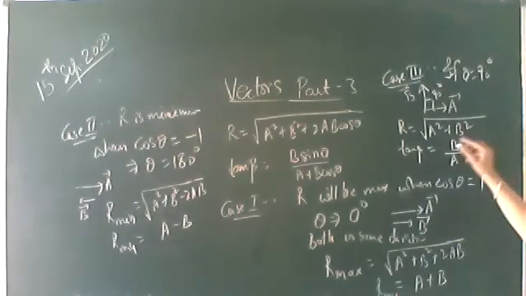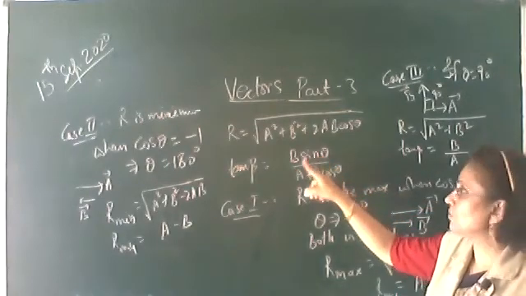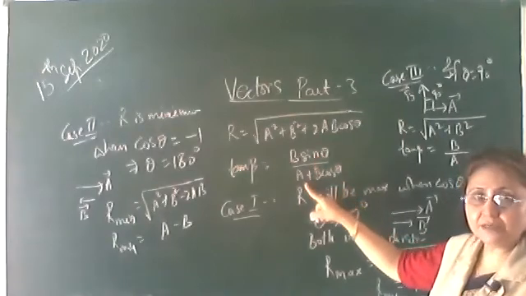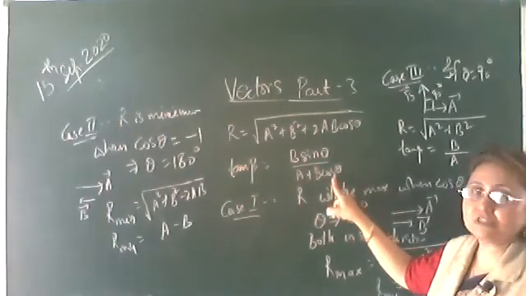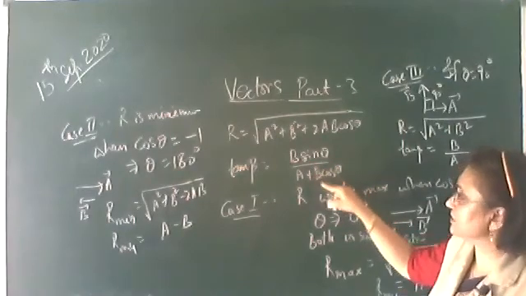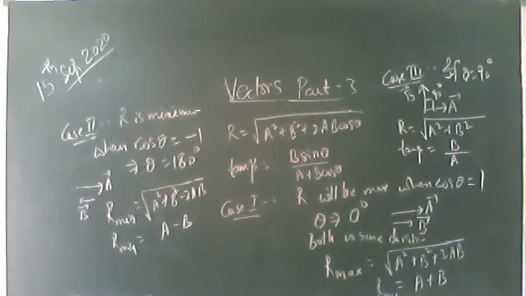Direction: tan beta we know is equal to b sin theta over a plus b cos theta. Sin 90 is 1. So what do you get? B in the numerator. Denominator a plus b cos 90 degree. Cos 90 is 0. So the B cos 90 term is 0. So what do you get? B upon A. So tan beta, the direction of the resultant vector, is B upon A.